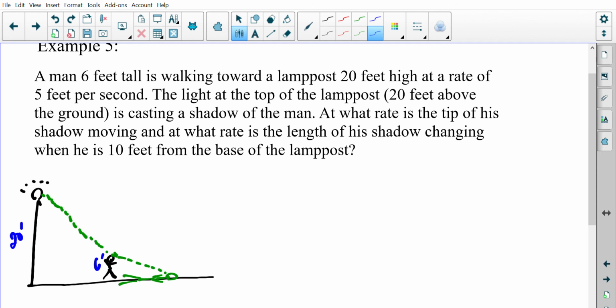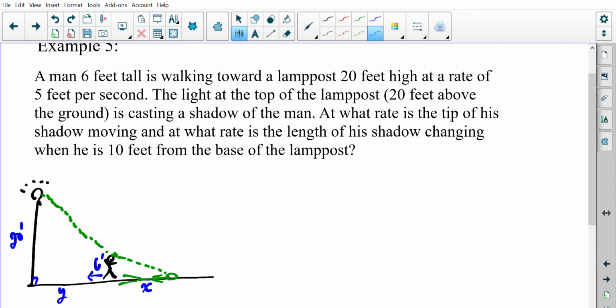So this is a shadow, so I'm just going to call it X. So as he moves toward the lamppost, so he's going this way, the length of the shadow is going to change. Well, so is the distance between him and the lamppost. So I'm going to call that measurement Y. So on this diagram, I somehow need to connect together my X and Y.